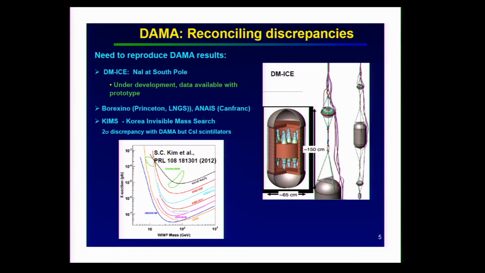There are some experiments, such as DM-Ice, that have a prototype already at the South Pole, which is really nice. And then there are other experiments at Borexino and ICE, and also in Korea, KIMS, which, however, are using cesium iodide scintillator. But they already show a discrepancy with the DAMA result. Here you can see some results from KIMS, but that's a lot more difficult to interpret because they have a different crystal.